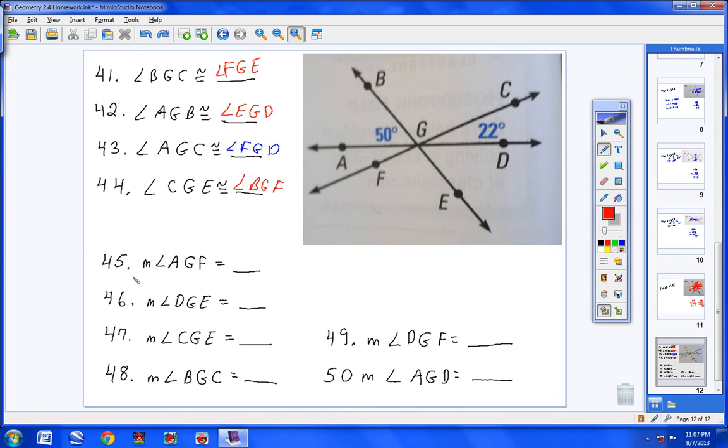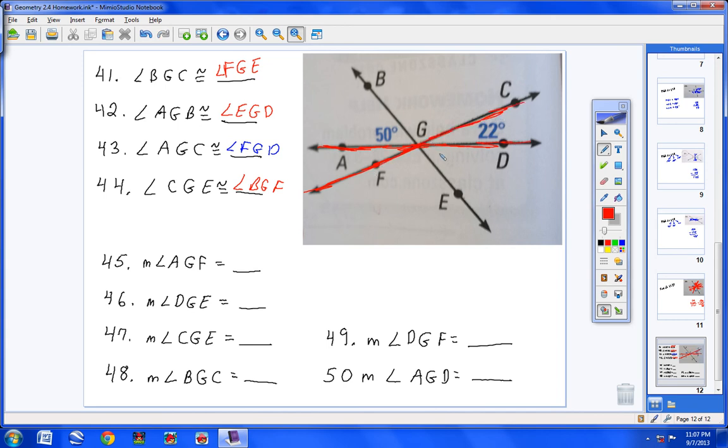All right, now they want us to find the measure of AGF. Well, here's A. Let's go to G, and then we'll go over to F. Okay, now I think AGF is going to be vertical with angle 22 degrees, which means they'll be congruent. But let's see. Let's take AGF. Let's extend the ray, and let's extend the ray, and look at that.